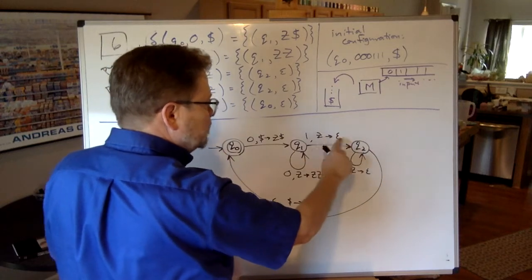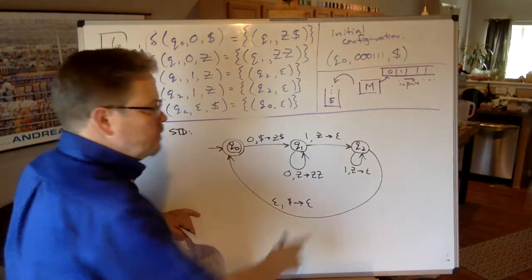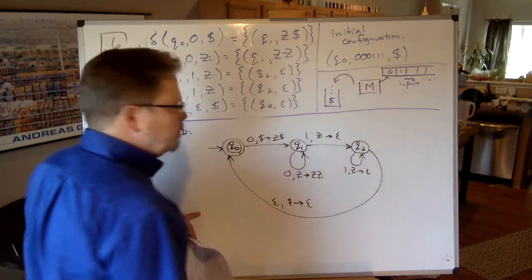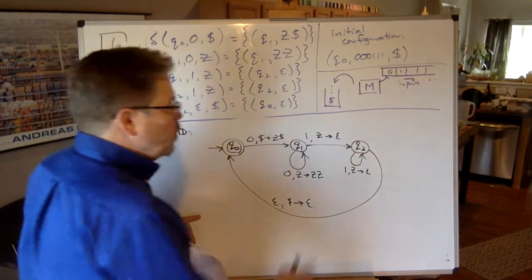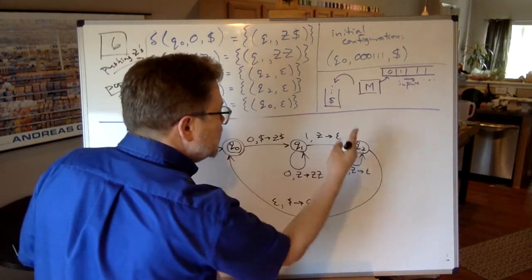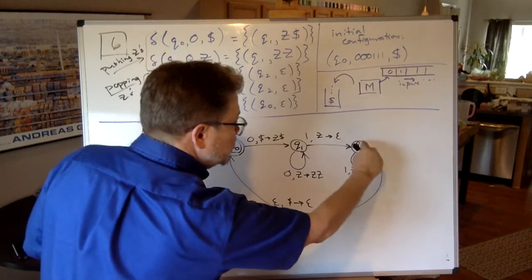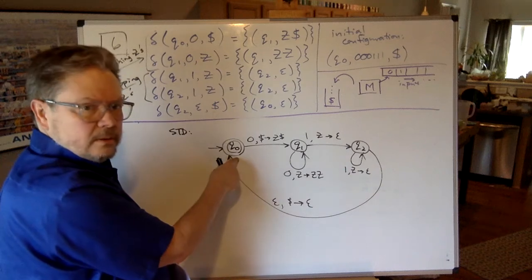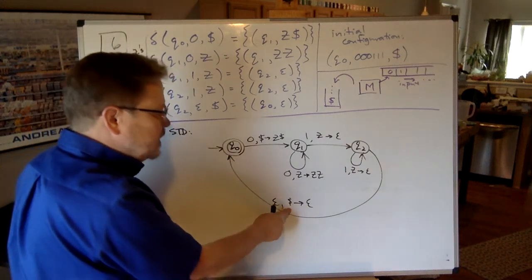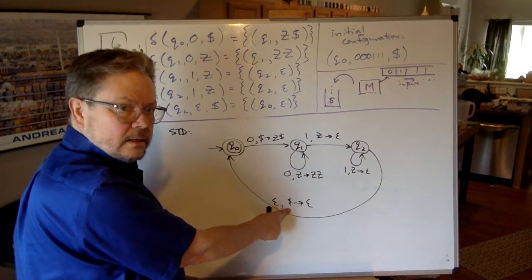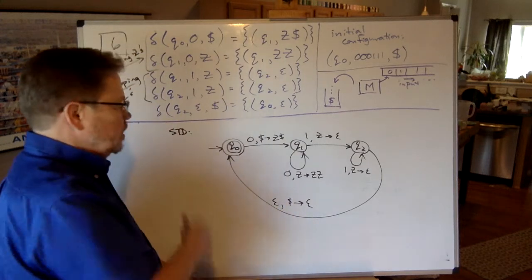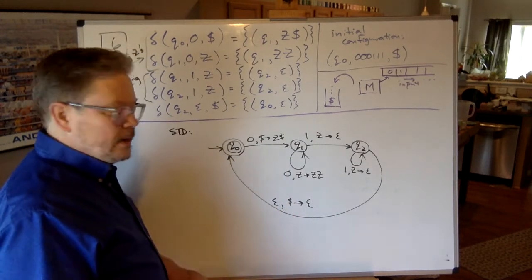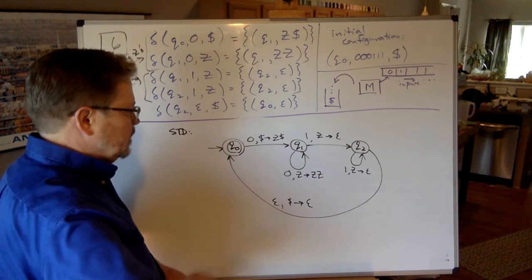Q2 then does the same thing. It pops the Z off the top over and over, popping off the Z, popping off the Z. When we get down to where there is no input string left, then we make a spontaneous transition back to Q0, popping off the $ sign. And you might think, you know, we're going to be in a final state. Why mess with the $ sign? It hasn't done anything to hurt us.